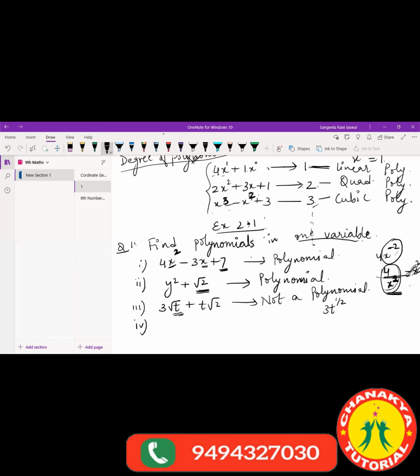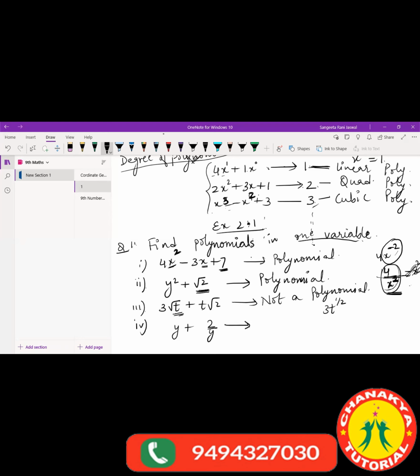Okay, see the next one, y plus 2 by y. Now what is this, y plus 2 by y? You were saying negative power, है ना? अब यहाँ पे हो गया ना negative power, y raised to minus 1 हो गया, तभी तो वो denominator में है. So what can you say here? Ma'am, it is not a polynomial. हाँ, it is not a polynomial. Why is it not a polynomial?